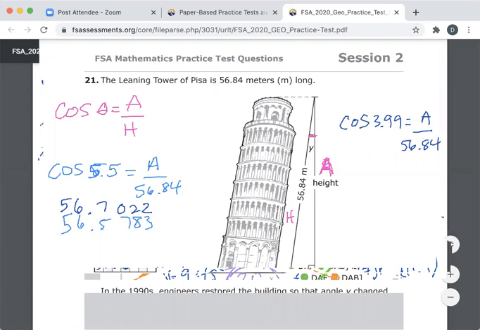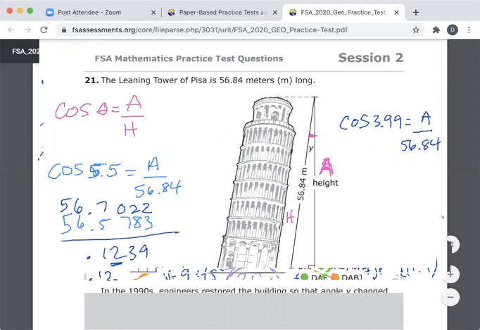Now I'm going to subtract. So minus 56.5783, and I get 0.1239. It says to the nearest hundredth, which is right here. So it's going to be 0.12. Sounds like the engineers did a lot of work to only make it 0.12 meters taller. But that would be your answer, 0.12.